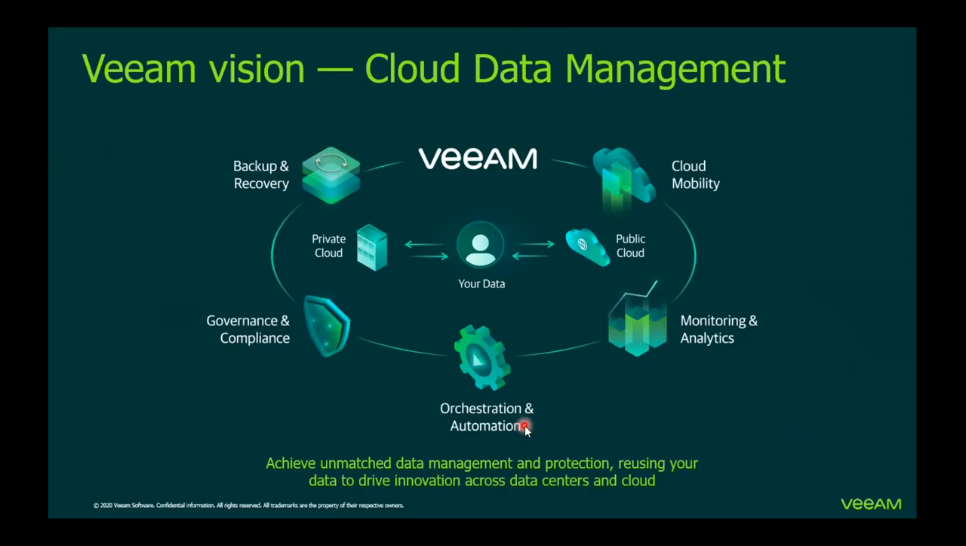Orchestration and automation is a separate product provided by Veeam, which does automation of your DR and documentation of your DR. This product is used where you need to make sure business continuity is 24 by 7.